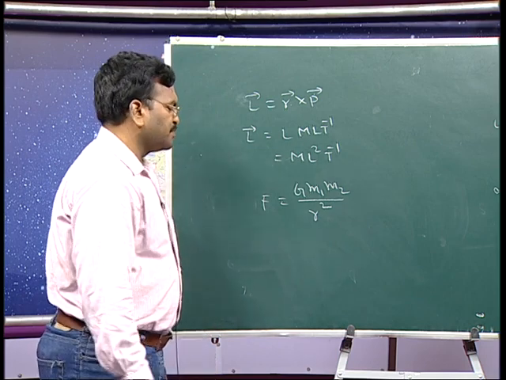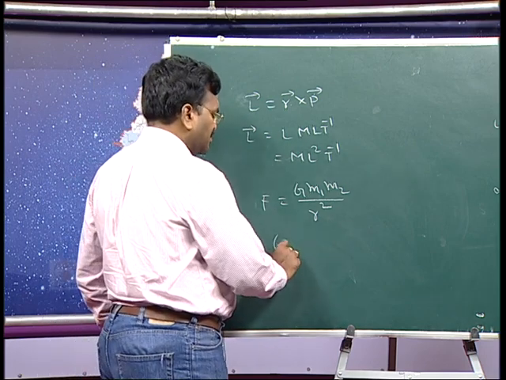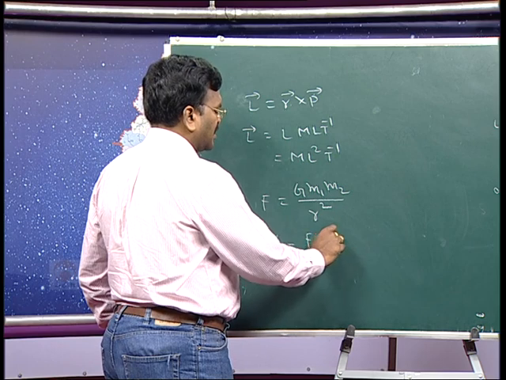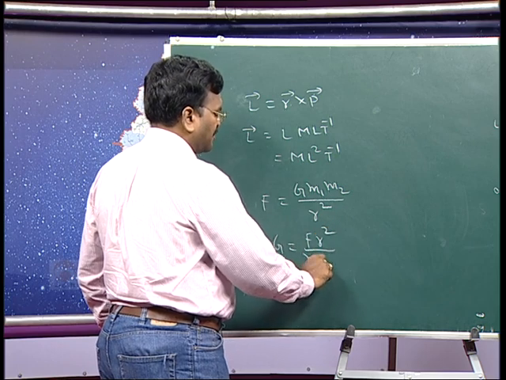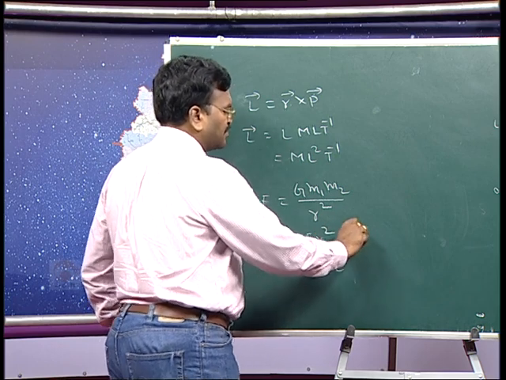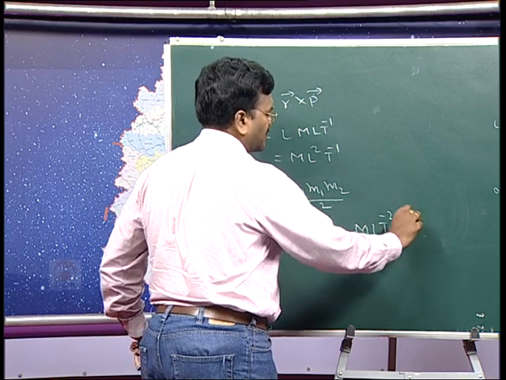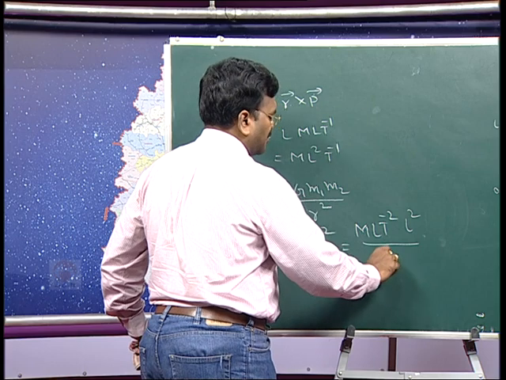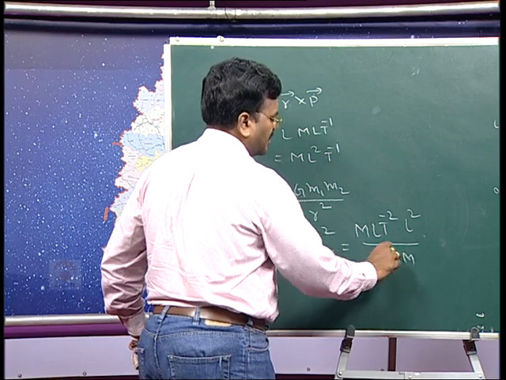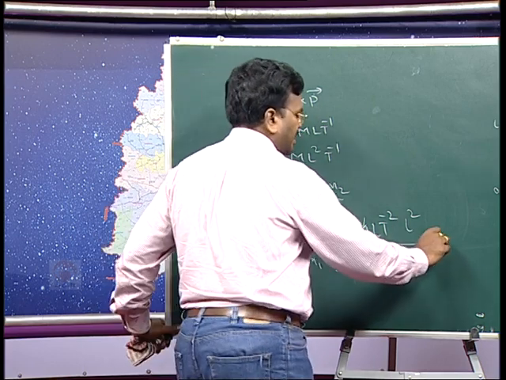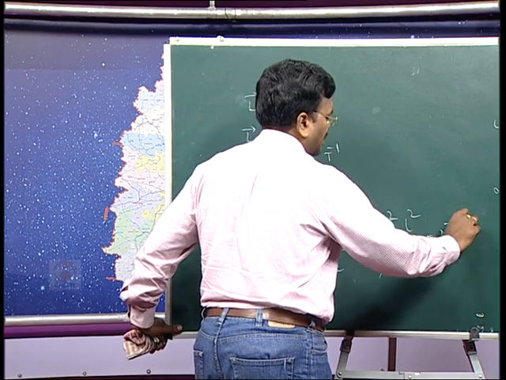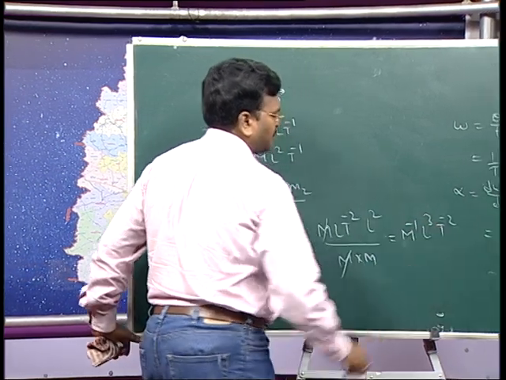mlt power minus 2. Now from this, G is equal to F r square by m1 m2. What is the dimension formula for force? Mass into acceleration, mLT power minus 2. r square, L square, by mass m into m. Like this, mass gets cancelled. We are getting m minus 1 L cube T power minus 2.